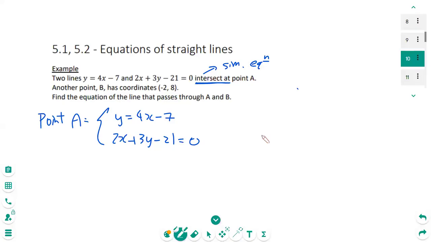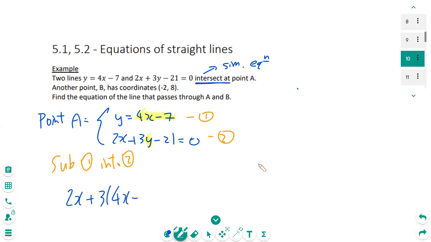So what we can do here is substitute this y into equation 2. From 1 and 2, we can substitute equation 1 into equation 2. We see this y, 4x minus 7, and we can substitute it into here. So 2x plus 3y, which is now 4x minus 7, minus 21 equals 0.